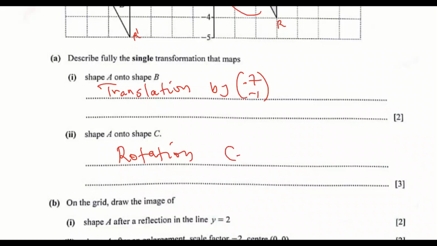Okay, so the center is (5, 1) and it is 90 degrees clockwise, and you could write 270 degrees anti-clockwise, so they are the same. So let's go to the next question.